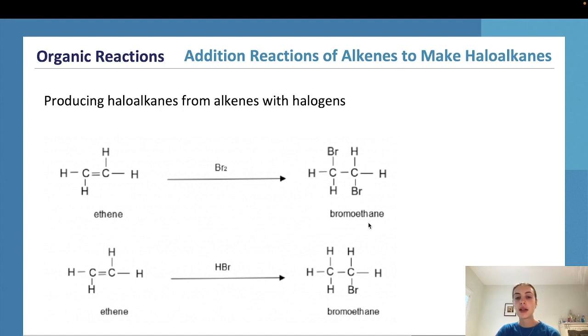So this is incorrectly labeled here where it says bromoethane. That should say dibromoethane to specifically show that we have 2 halogen groups here, 2 of these bromine atoms.